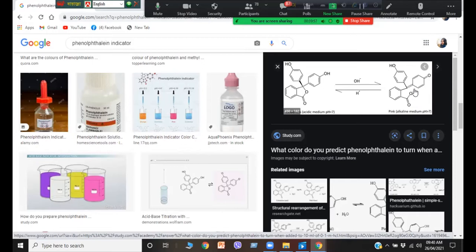But how does it show its color? That is the question. It's pink, but why do we see the pink color? What is the function of phenolphthalein? What is the mechanism of phenolphthalein for showing its color?